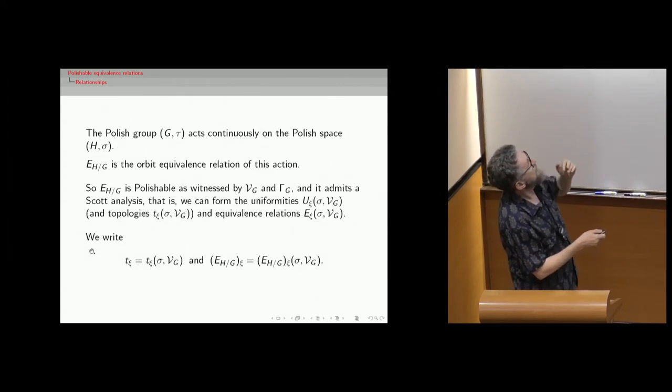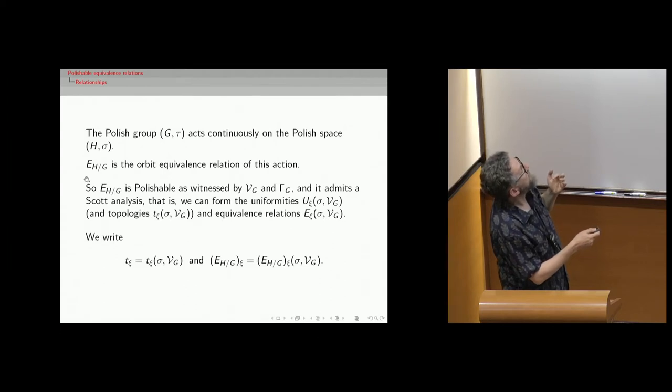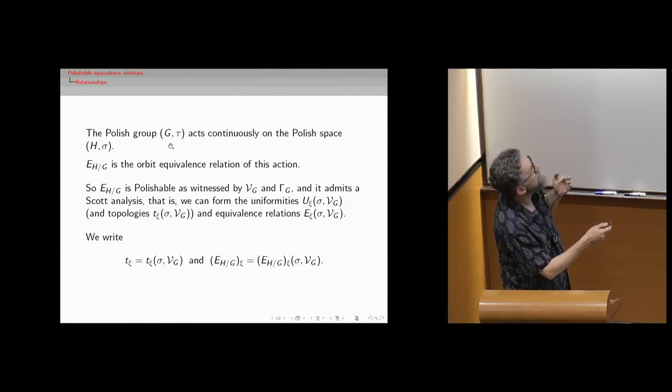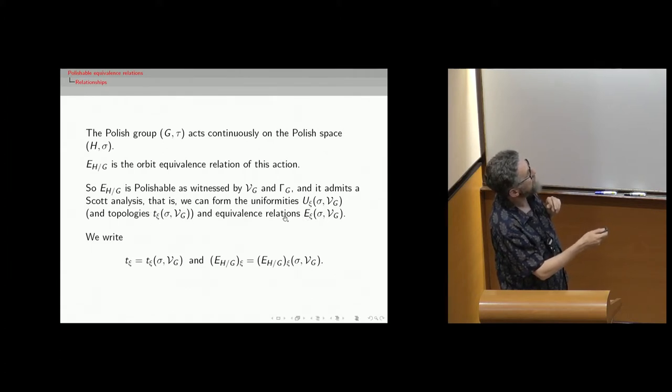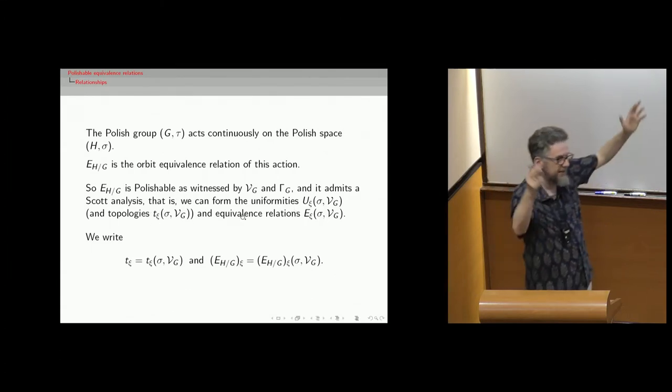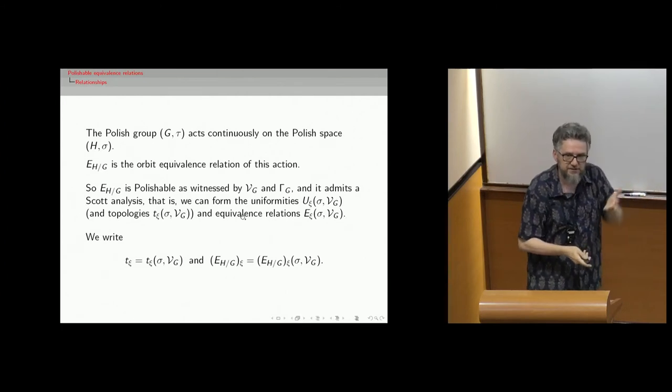So now this G actually acts on H. So this is an action of a Polish group, G taken with this topology tau, on a Polish space, H sigma. And this is an orbit equivalence relation. So it's polishable, as we already saw. There's some witness to it. And we can write this on the previous slide. We can produce the uniformities. We can produce the approximations. We can produce the topologies that come from the uniformity. So we can run this abstract Xi analysis in this concrete case.